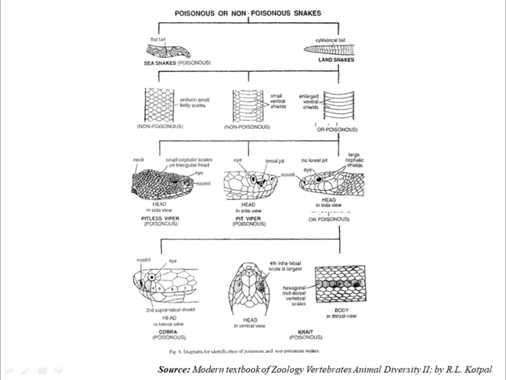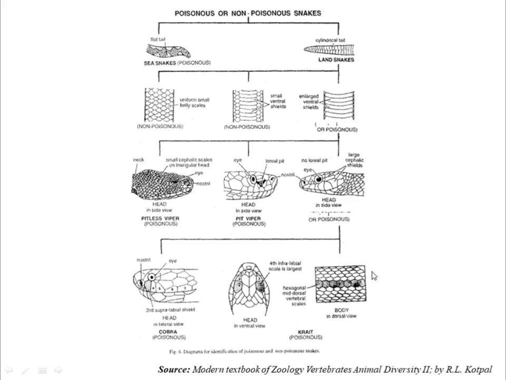If the head has the fourth infralabial scale largest, and also on the dorsal body part, the mid-dorsal vertebral scales are hexagonal, so there are two conditions: the fourth infralabial scale should be largest and the mid-dorsal part should have hexagonal vertebral scales, then it is a krait, which again is a venomous snake. Bungarus also have the same characteristic features.